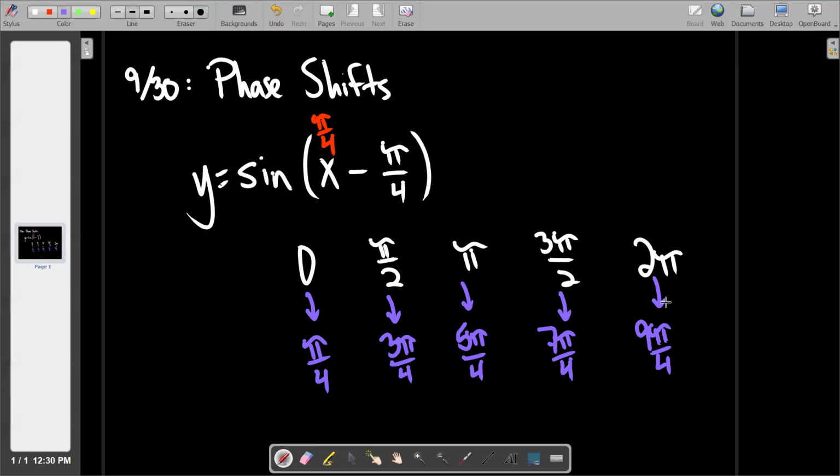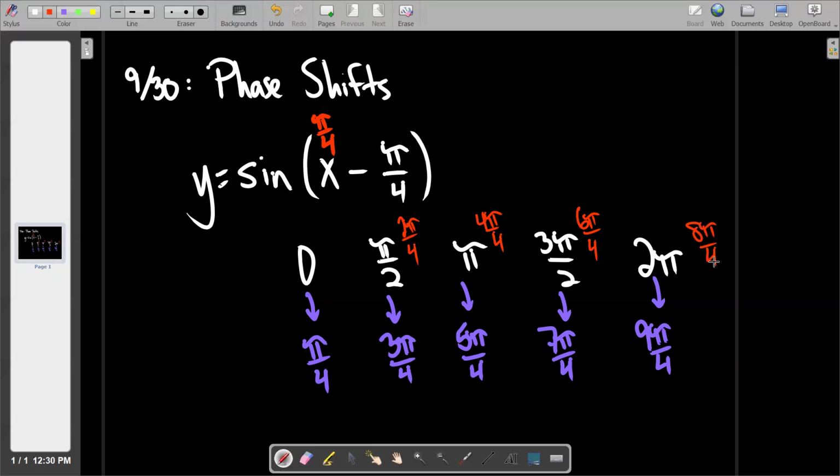So like for pi over 2, those of you that were saying those answers, I'm sure that in your brain, you thought of pi over 2 as 2 pi over 4, which enabled you then to add the pi over 4 to make the shift. And I'm guessing that you thought of pi as 4 pi over 4, and 3 pi over 2 was 6 pi over 4, and then 2 pi was, of course, 8 pi over 4, right?